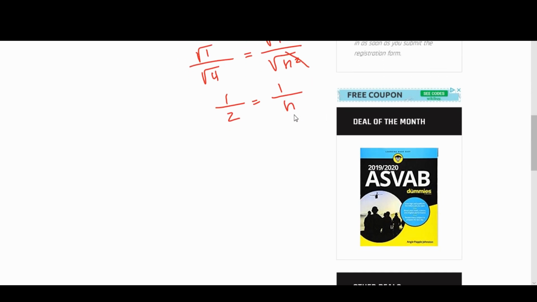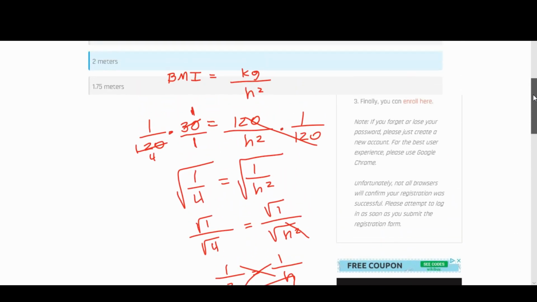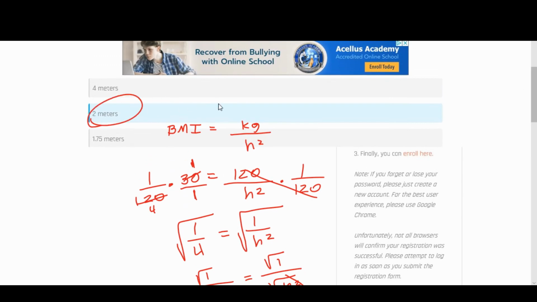Now at this point, you have h in the denominator, which is no good for solving this problem. We can go ahead and just cross multiply to move h out of the denominator. That is, we can do h times 1 and 2 times 1. H times 1 is just h, 2 times 1 is 2. So we can see that the height is going to be just 2 meters. Okay?